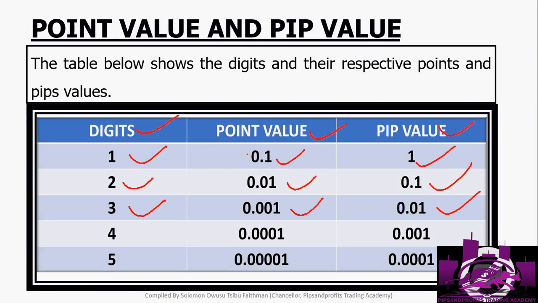You can take a screenshot of this and keep it for knowledge. Then if it is 4 digits, your point value is going to be 0.0001, and your pip value is going to be 0.001. And then with 5 digits, you are going to have 0.00001 for the point value, and for the pip value you are going to have 0.0001.